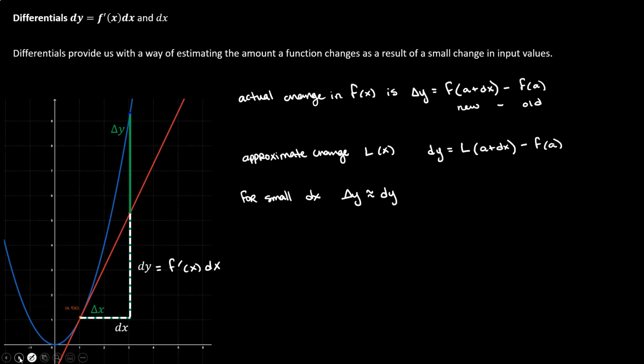Let's take a look at how we can use this in an application. So here we're looking at a function y, which is defined as x squared plus 2x. We're going to compute the delta y, that's the actual change, and the approximate change, dy, starting at x equals 3 and changing our input by 0.1. So our delta y is going to come from our function evaluated at 3 plus our delta x, which is 0.1, minus our function at 3.